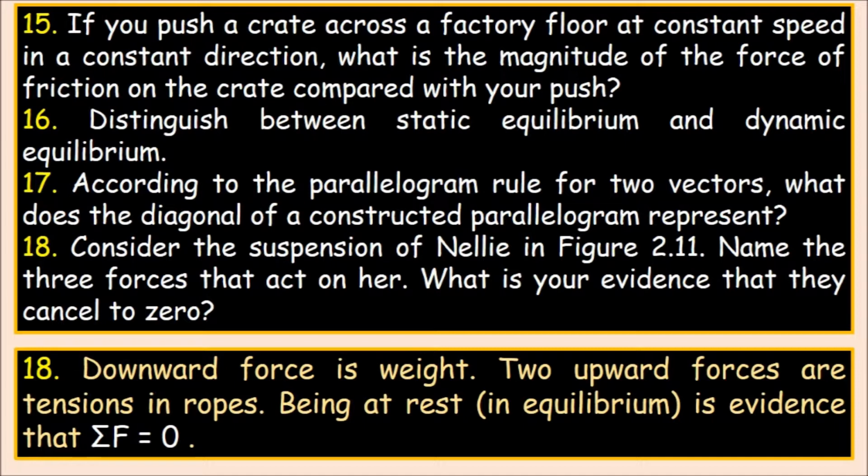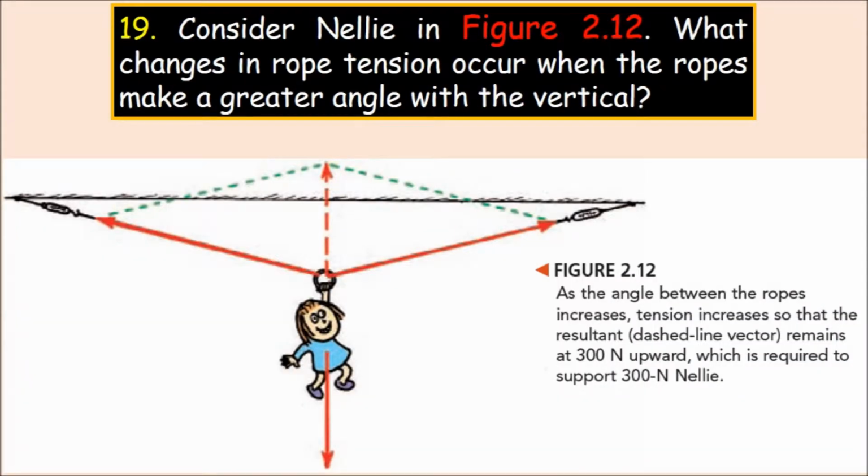Okay, the downward force is weight. The two upward forces are tensions in the ropes. Being at rest in equilibrium is evidence that the sum of the forces equals zero. Okay, consider Nellie in figure 2.12. What changes in rope tension occur when the ropes make a greater angle with the verticals?